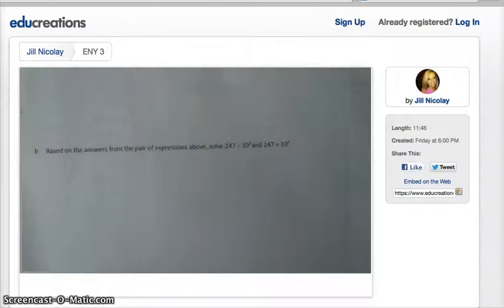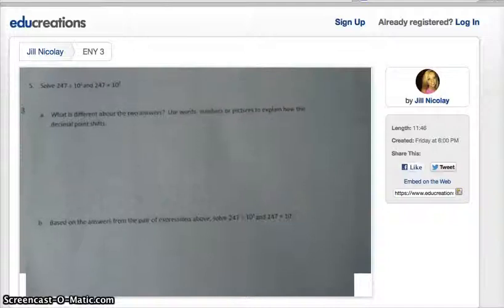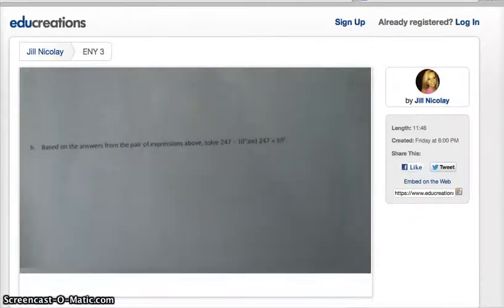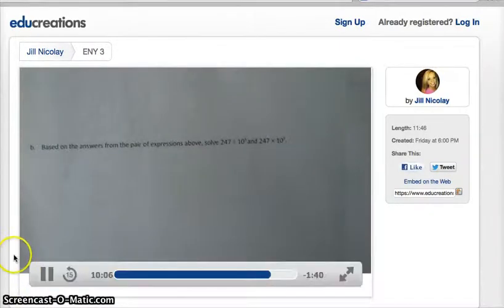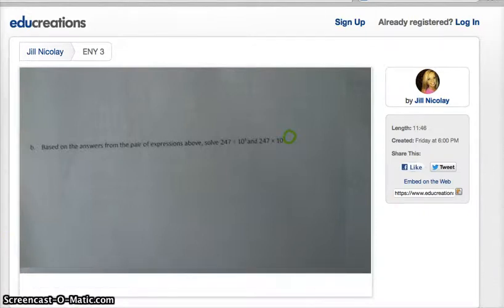Based on the answers from the pair of expressions above, solve 247 times 10 to the third power, 247 divided by 10 to the third power. So what I noticed from the first one is that when I multiplied, I moved 2 decimal points right. So when I multiply here, I'm going to be moving 3 decimal points right. So 247, 1, 2, 3. When I divide, 247, there's my decimal point, 1, 2, 3, to get my answer.